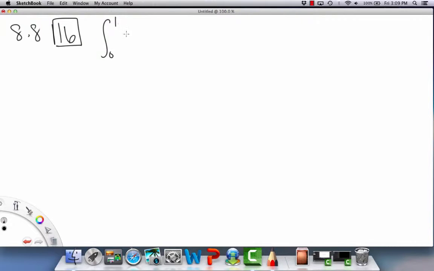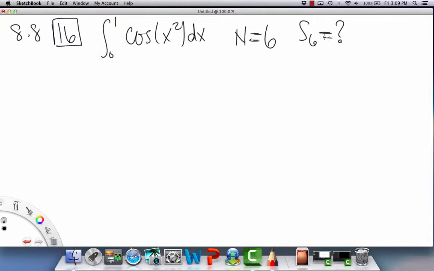What it says is from 0 to 1, and then cosine x squared dx. Okay, so they give us that n equals 6, I believe. Yeah, they want us to find S6. So this is what they're asking us to find. So this is the Simpson's rule one. So our a to b, a equals 0, b equals 1.